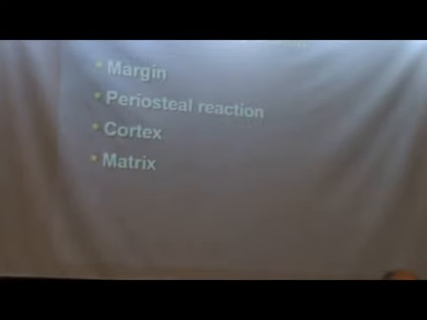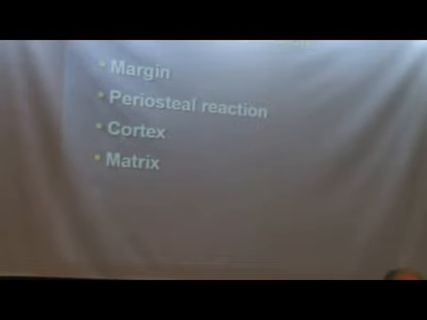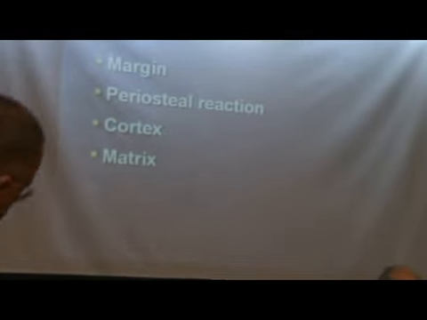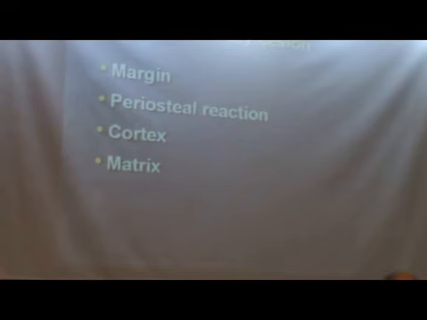So when we look at an individual lesion, the first thing we should look at is the margins, and we should also look at the presence or absence of periosseous reaction, cortex, and matrix if there is any.